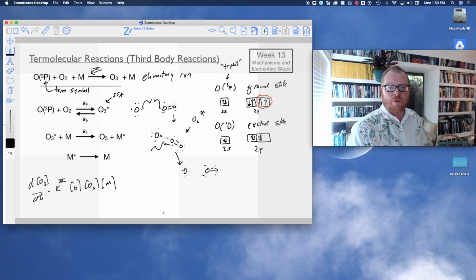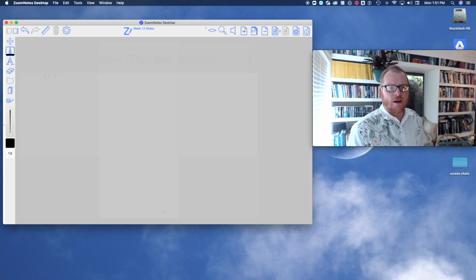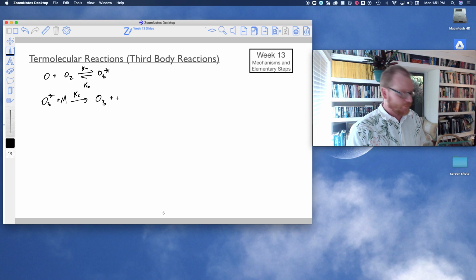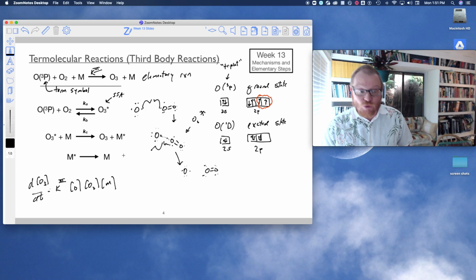Let me recopy the mechanism. Oxygen plus O2, with rate constants ka and kb, makes O3 star. And O3 star is stabilized by this collisional body at kc and becomes stable O3 plus M star. I'm not going to worry about M star decaying back to the ground state M, because that process happens extremely fast.